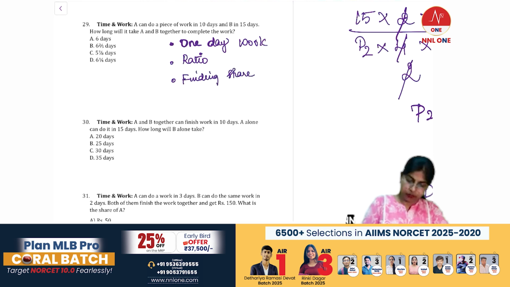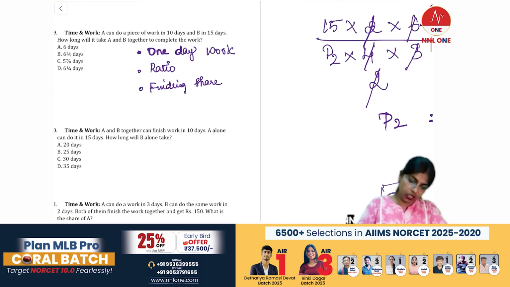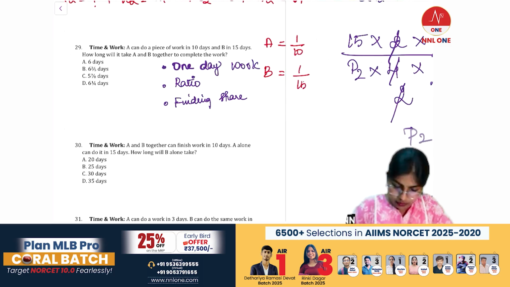Okay. So in this question, you are asked to find out how long it will take A and B to work together to complete the work. Now, what is the work done by A? A can do a piece of work in 10 days, so the per day work will be calculated by 1 by 10. And B can do a piece of work in 15 days, so the per day work is 1 by 15. How long will it take A and B together to complete the work?